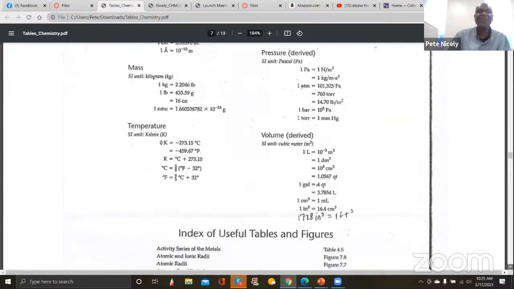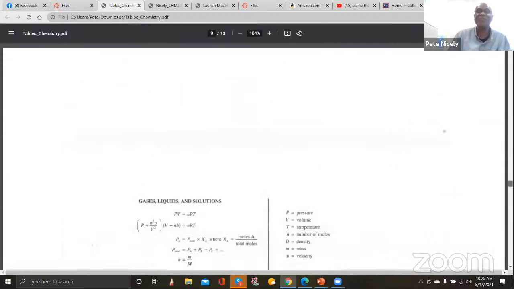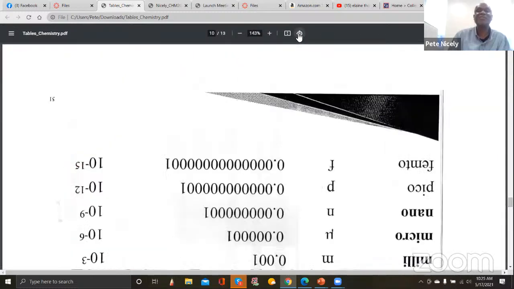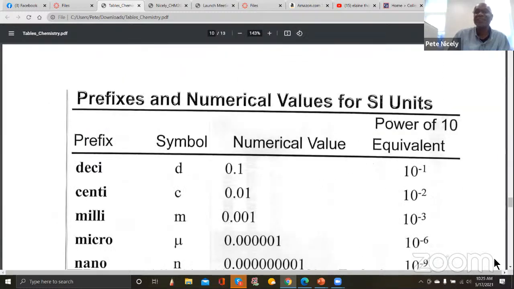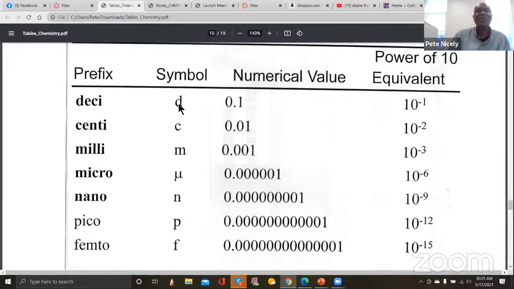Now, the page I want to scroll down to is the one that gives you the metric prefixes, which is this one right here. Let me turn it right side up. Okay, so these are the metric prefixes. Deci, the symbol is d, and the numerical value associated with that prefix is 0.1 or 10 to the minus 1. You have centi, you have milli, etc., right?